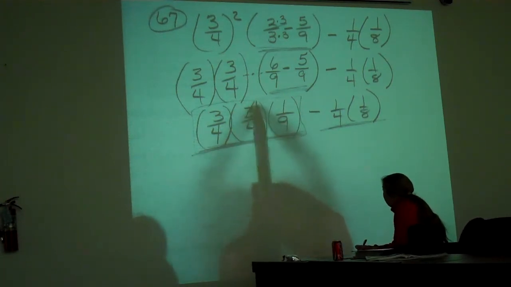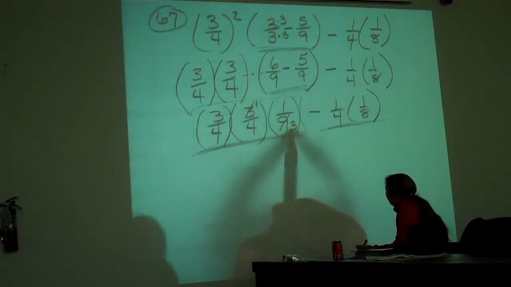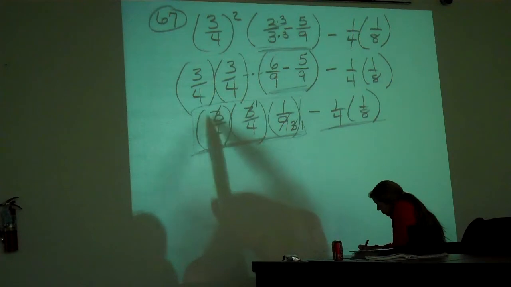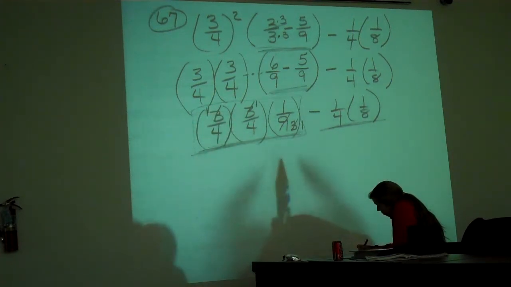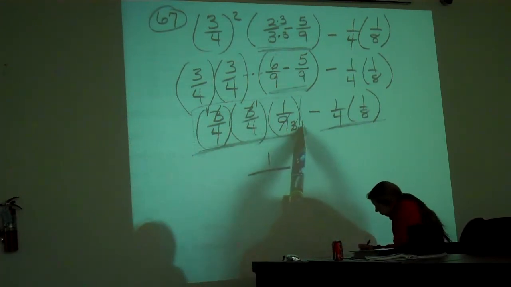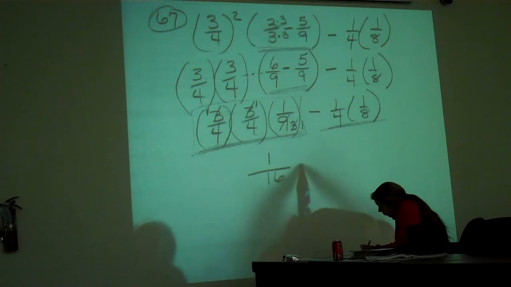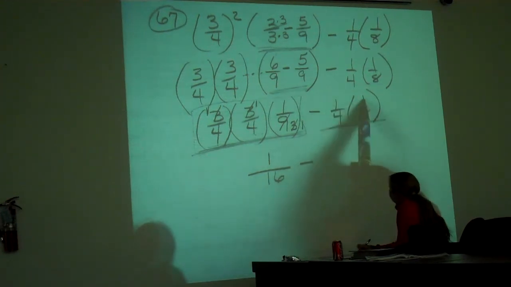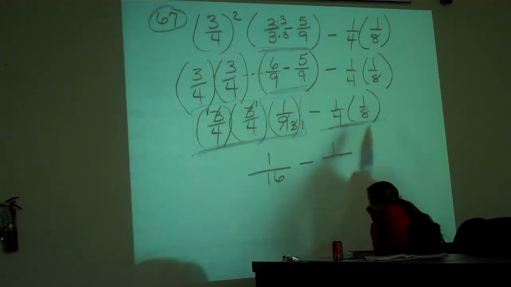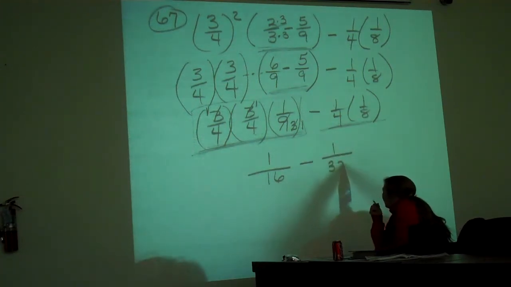3. Divide by 3 is 3. How about these? Let's do the other 3. Divide by 3 here, divide by 3. All we have left is 1 on top. 1 times 1 is 1. 4 times 4, 16 times 1 is 16. 1 times 1, 4 times 8, 32.